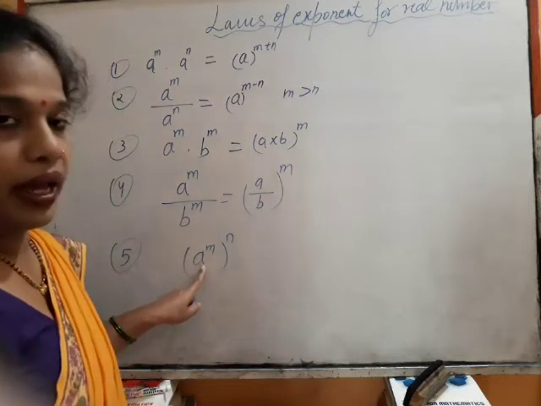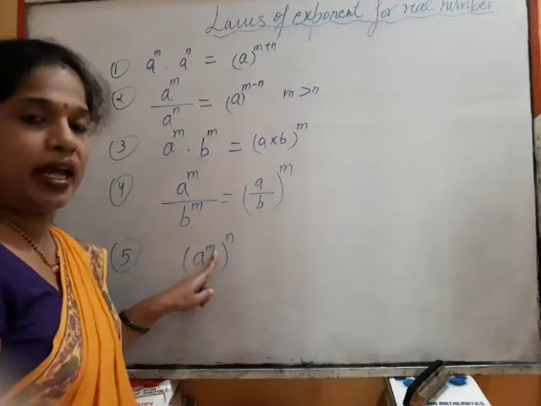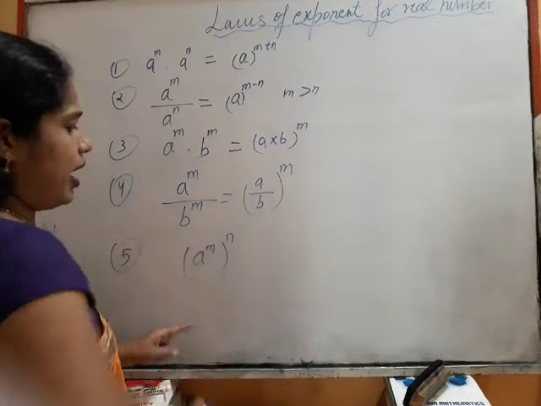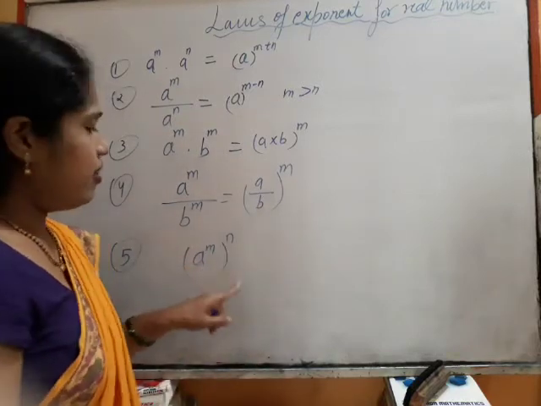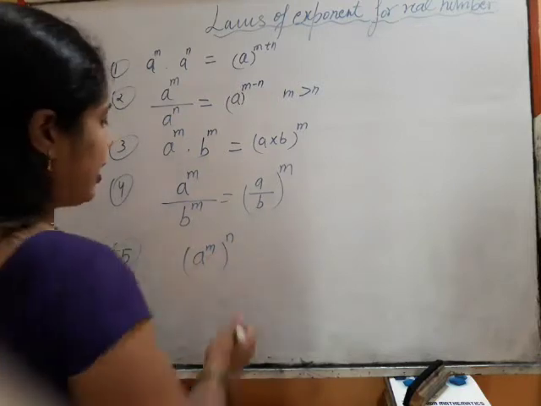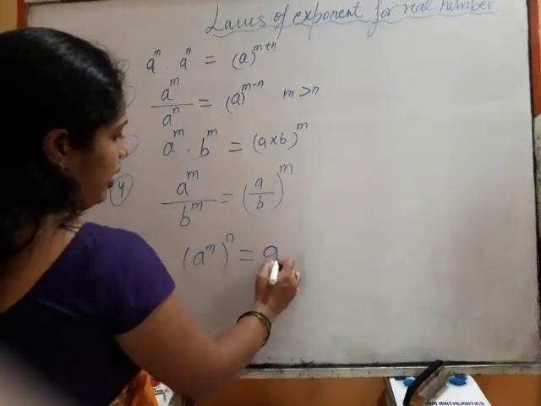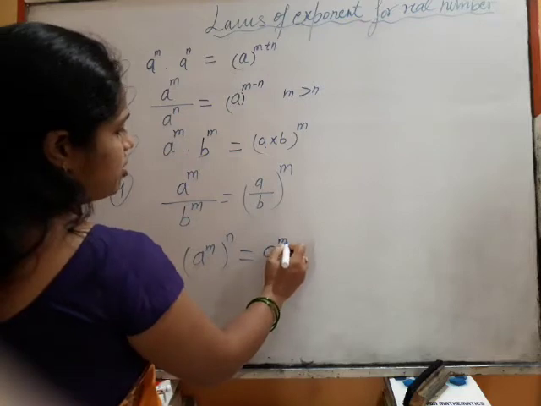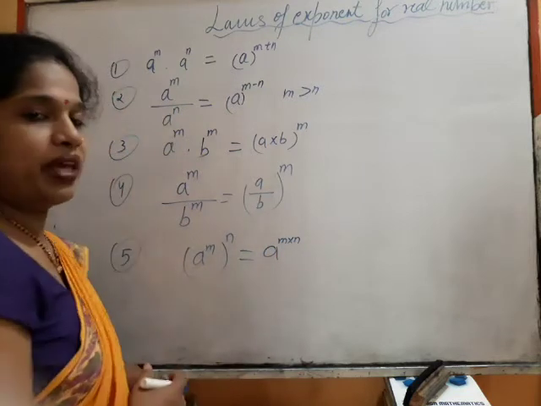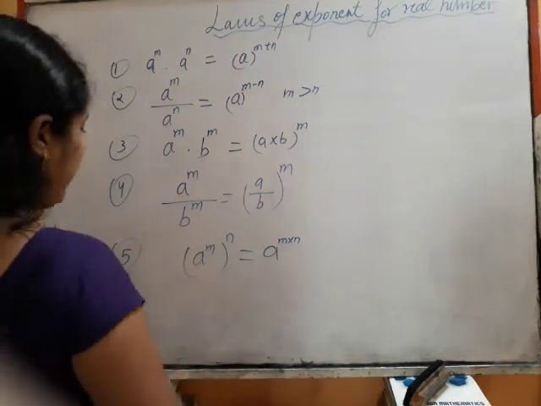Now the fifth one, a raised to the power m whole raised to the power n. Here it is a base, a number which is having exponent m, and which is again whole raised to the power n. Then how will these exponents be calculated? The exponents will get multiplied with each other, m into n.